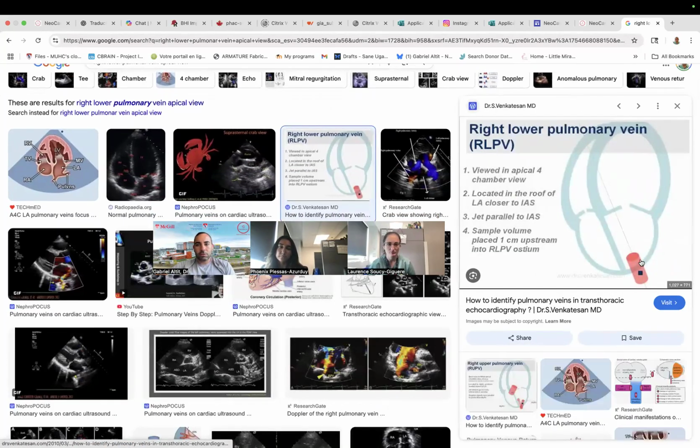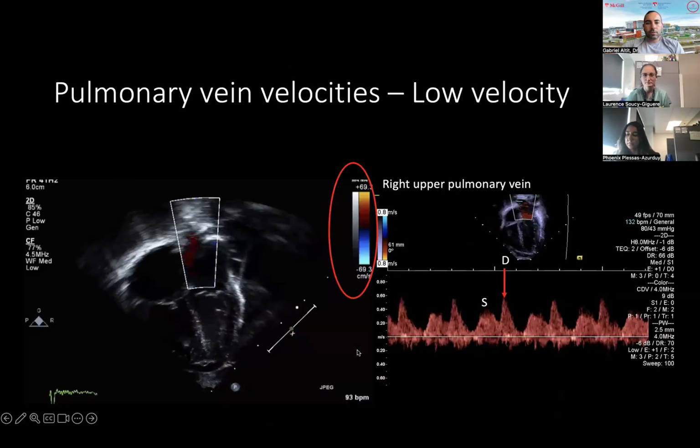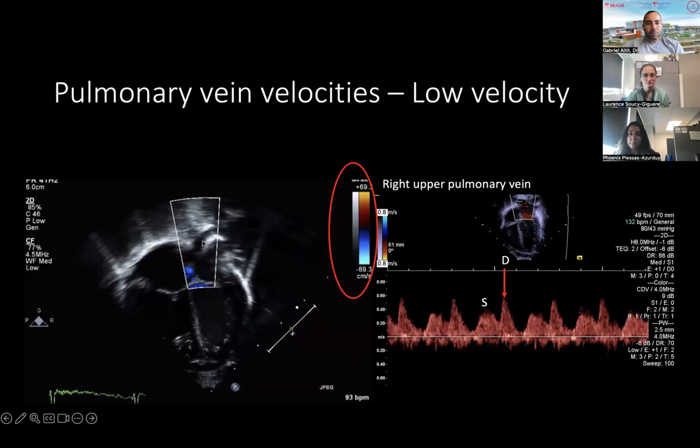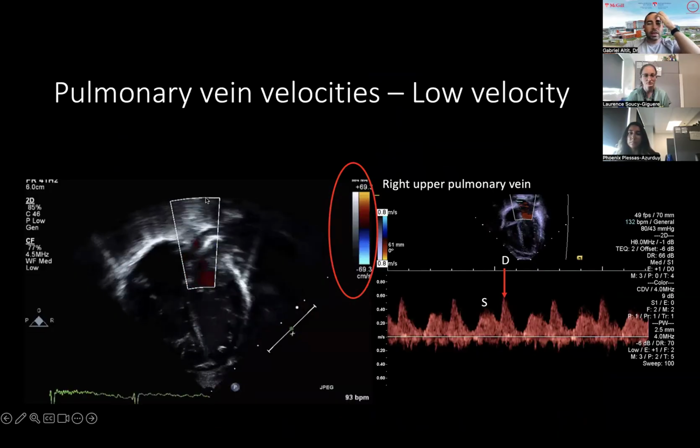You see, it tells you right lower pulmonary vein. So because they're kind of coming together. Let's continue. So here you have it. You can kind of appreciate here a bit how they're coming in different planes.